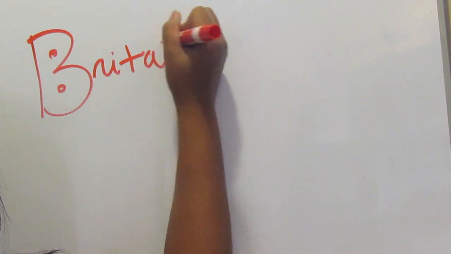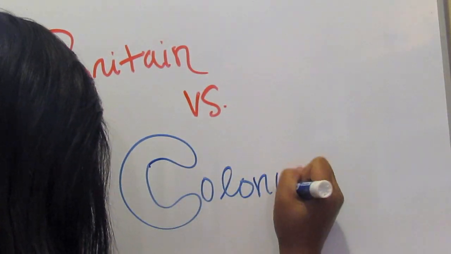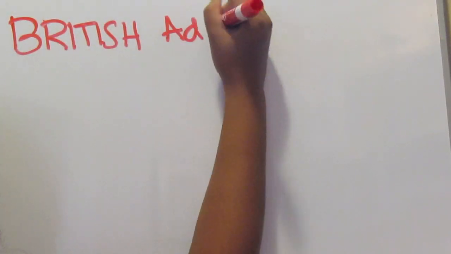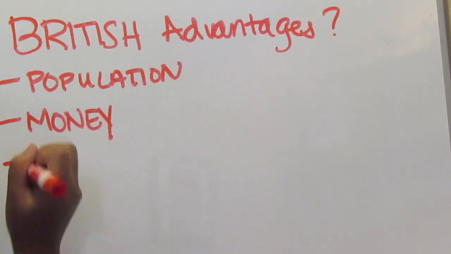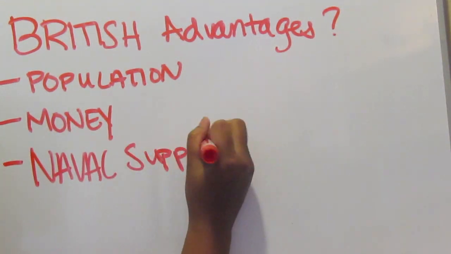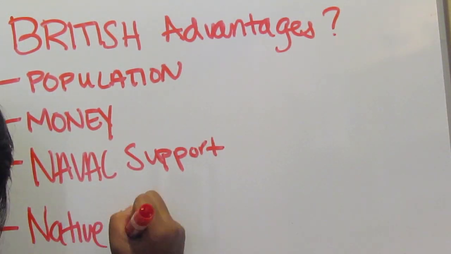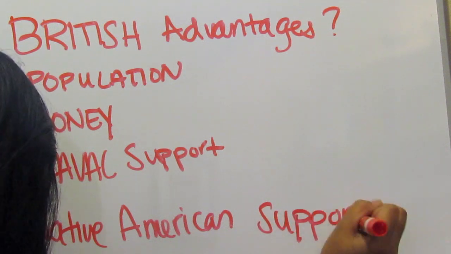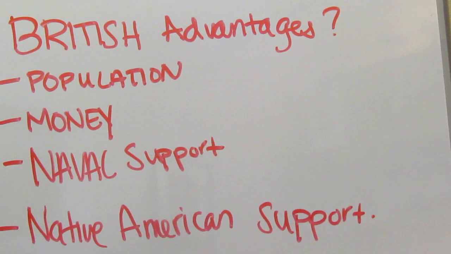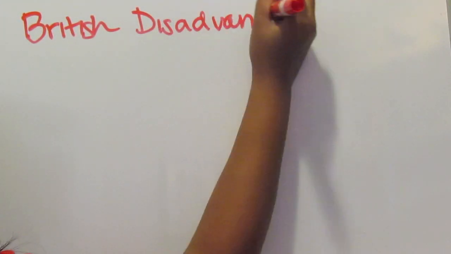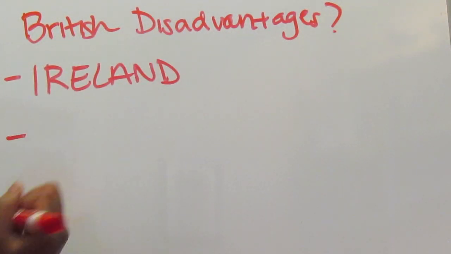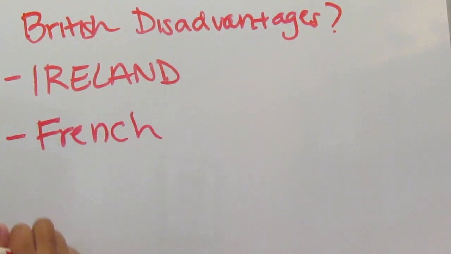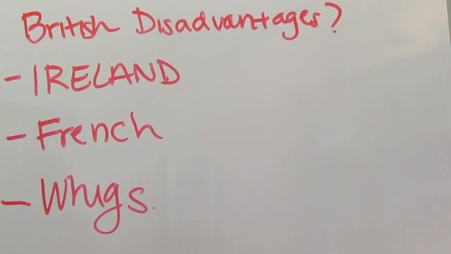So we all know that the war was fought between Britain and its colonies, but what were the advantages and disadvantages of each? Britain's advantages included their population size, their money, their naval support, and their Native American support. Britain's disadvantages included Ireland, which they had an ongoing dispute with, the French, who were ready to stab Britain's back at any moment, and the Whigs.